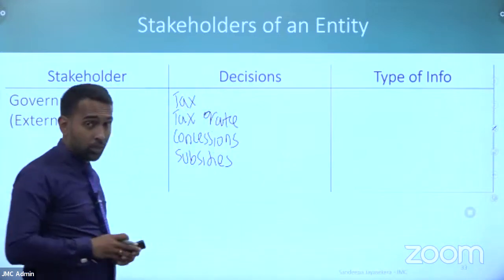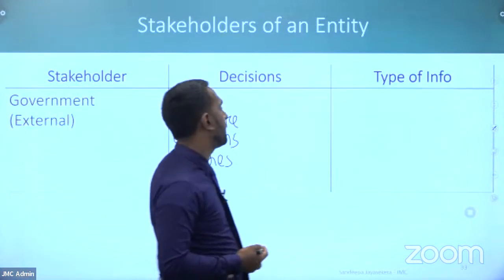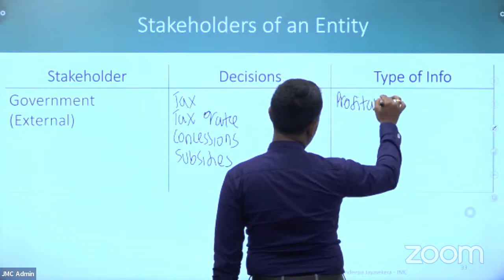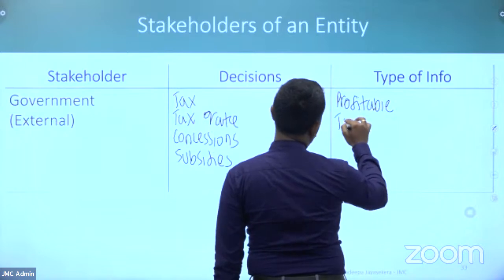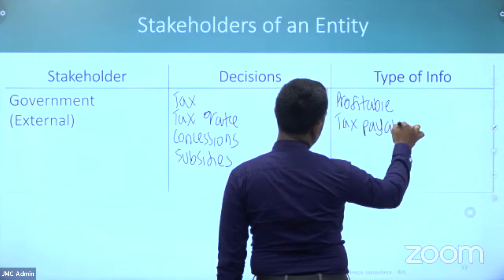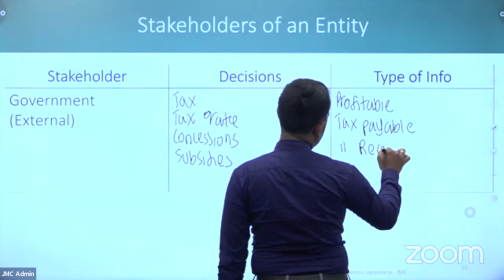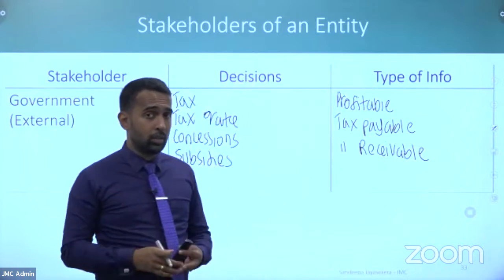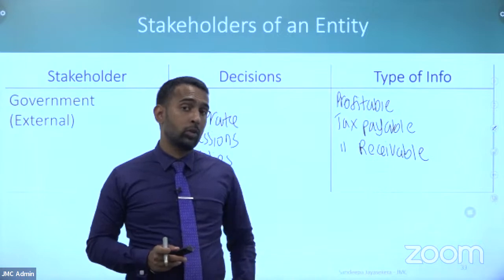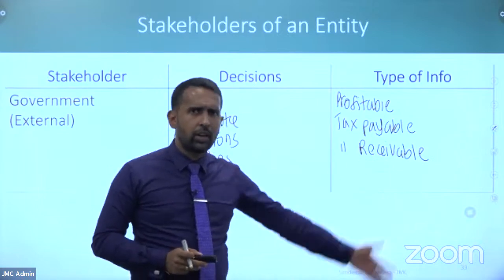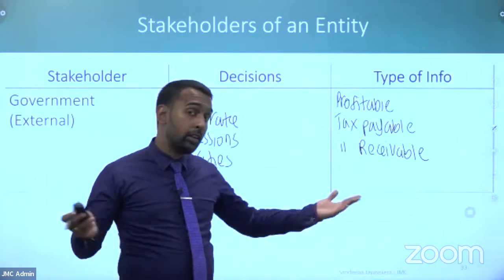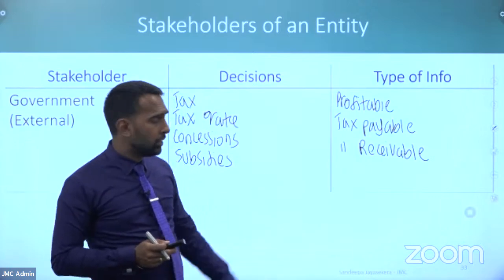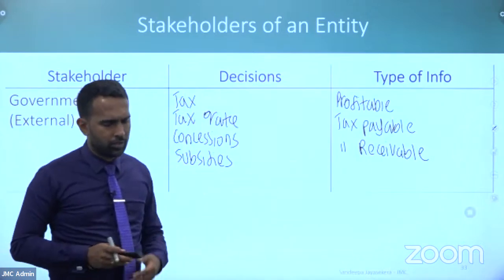Like that, government needs to take decisions, and for that they are looking at the profitability, whether the business is profitable, what are the tax payables of the business, what are the tax receivables of the business. There can be tax refunds, tax receivable we say, and the tax payables. And what is the profitability of the business, can we tax them? So you are looking at a set of information.